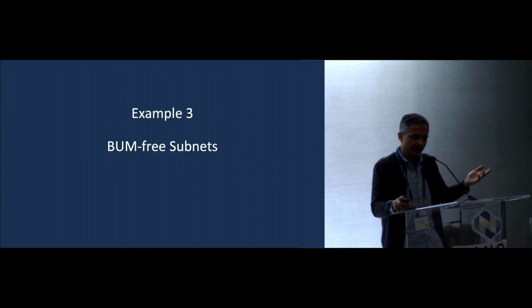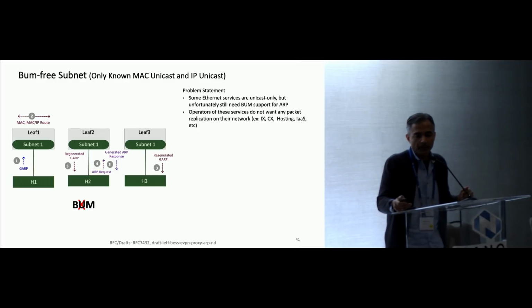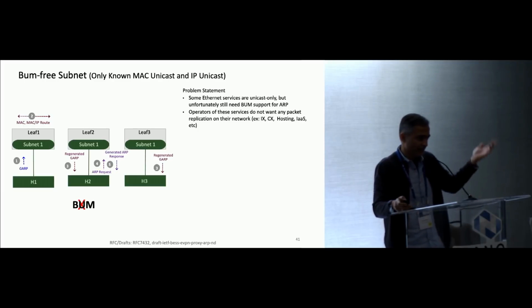Okay, the third example is a BUM-free subnet, and this is where the gratuitous ARP proxy function comes in. So some operators need L2, but they just want unicast. But unfortunately, L2 comes with broadcast. And there is something you can do about that. So basically, what is the broadcast needed for? It's just needed for ARP. And just because you have ARP, you now need to have broadcast.